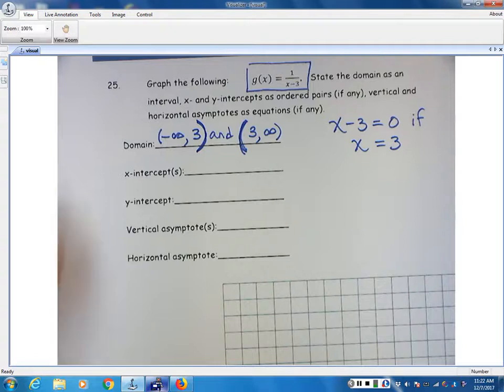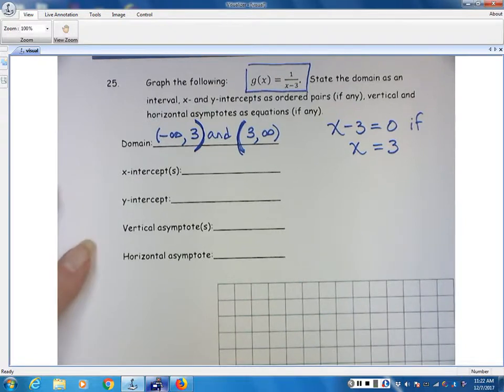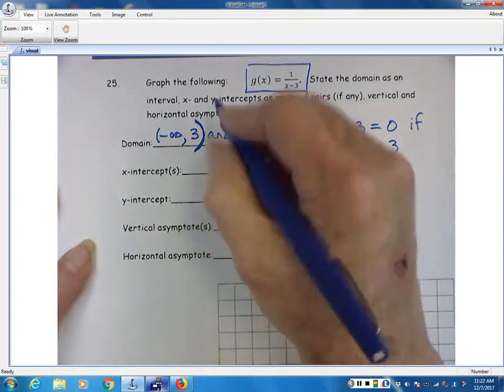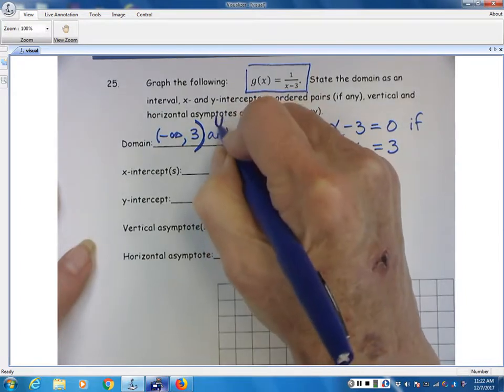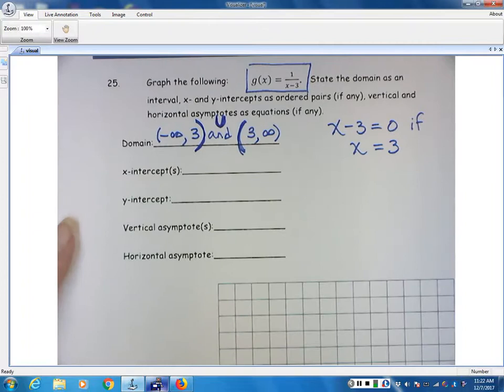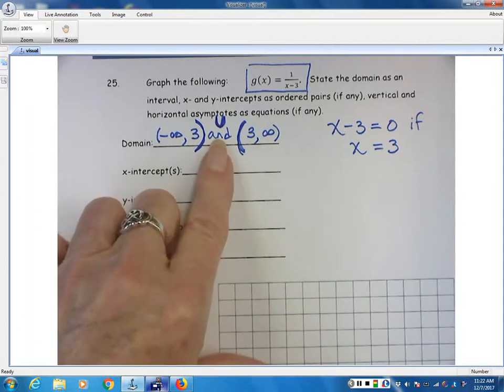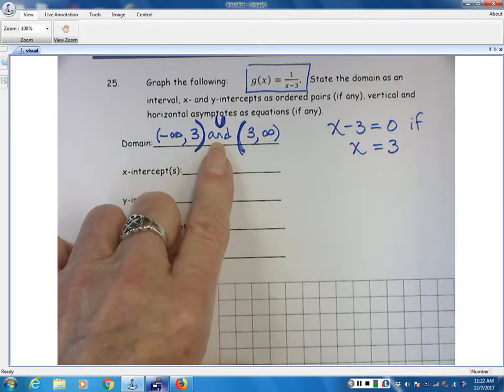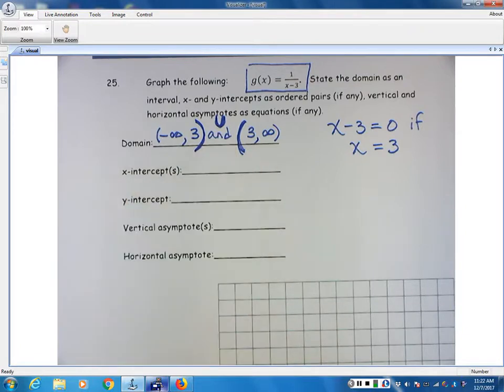We write that negative infinity comma 3 and then the union? Yeah, you can also write it as the union. The book uses the union. And actually the word for the union, I always use. You marked it wrong? No, I wouldn't mark it wrong, and I wouldn't mark it wrong if you said that this was or, because technically the right word to substitute for the union is going to be or.